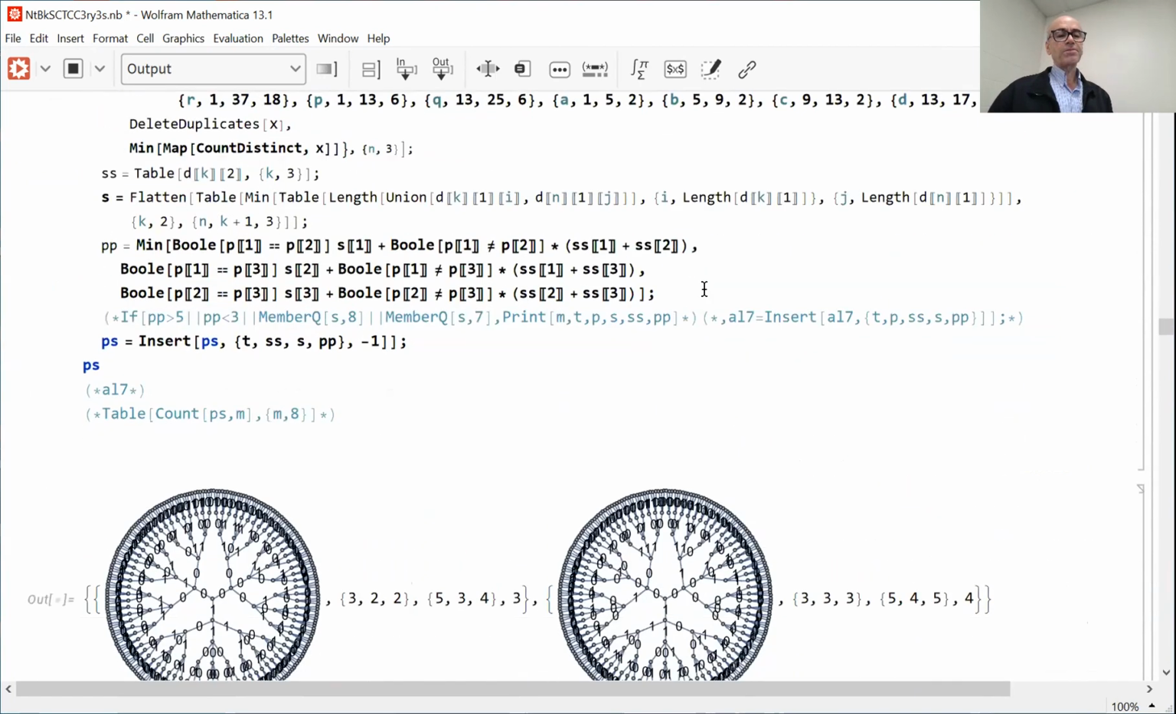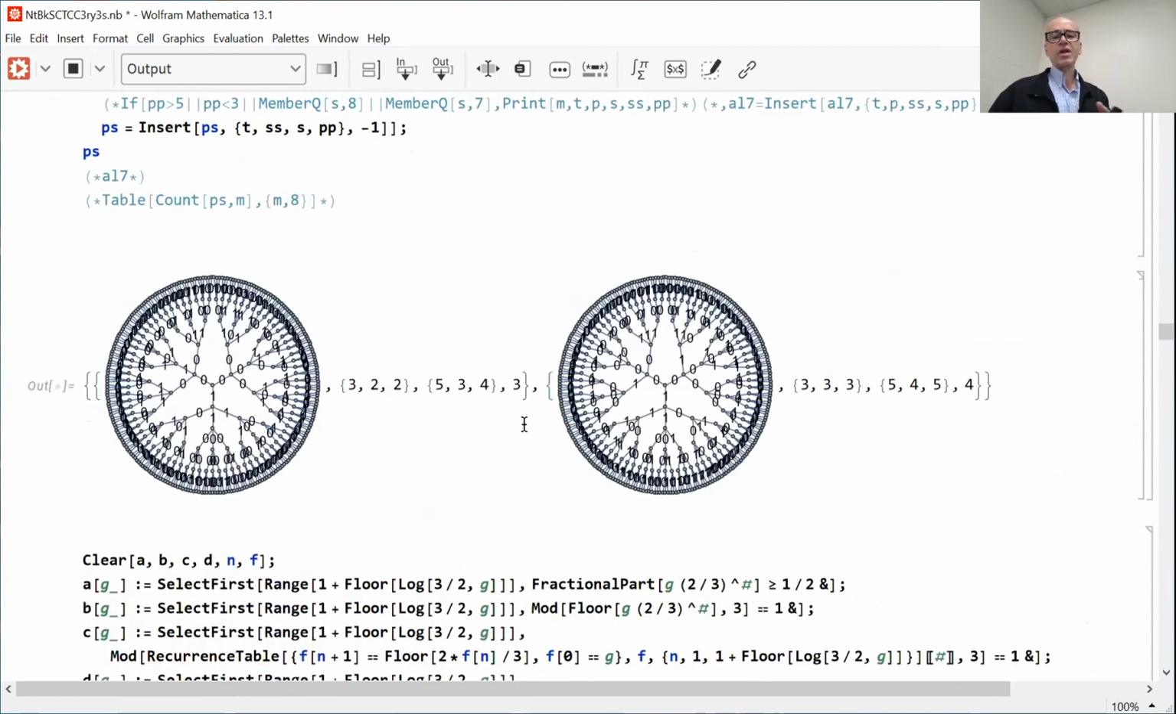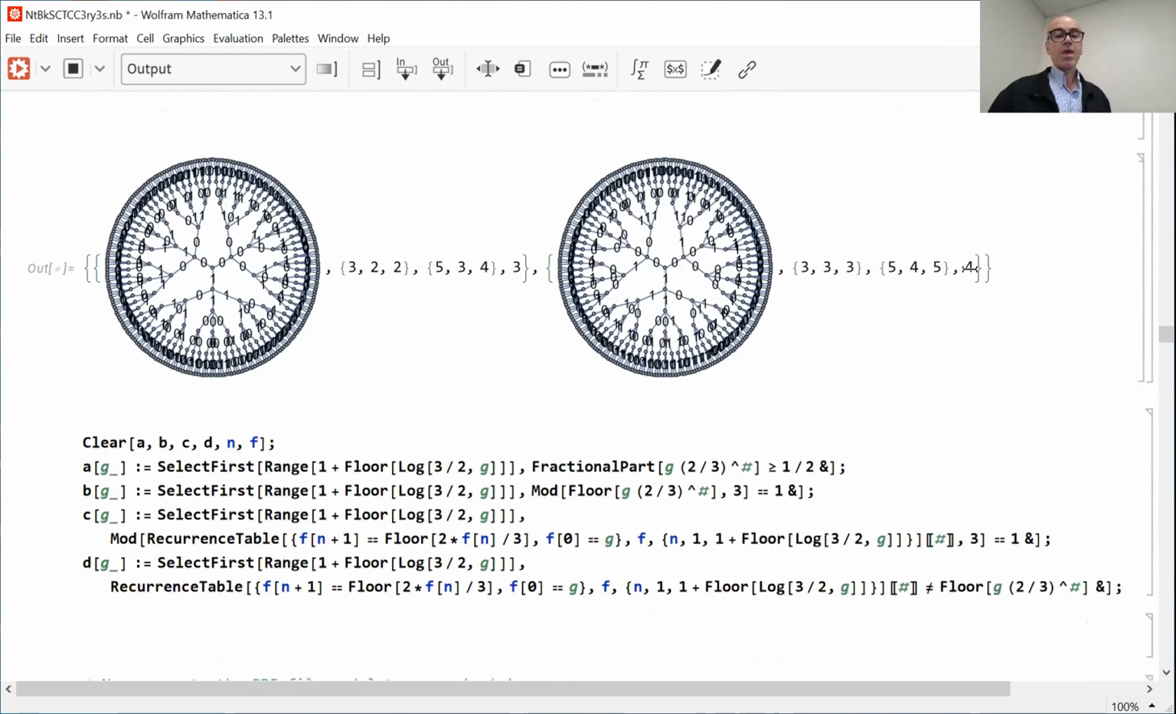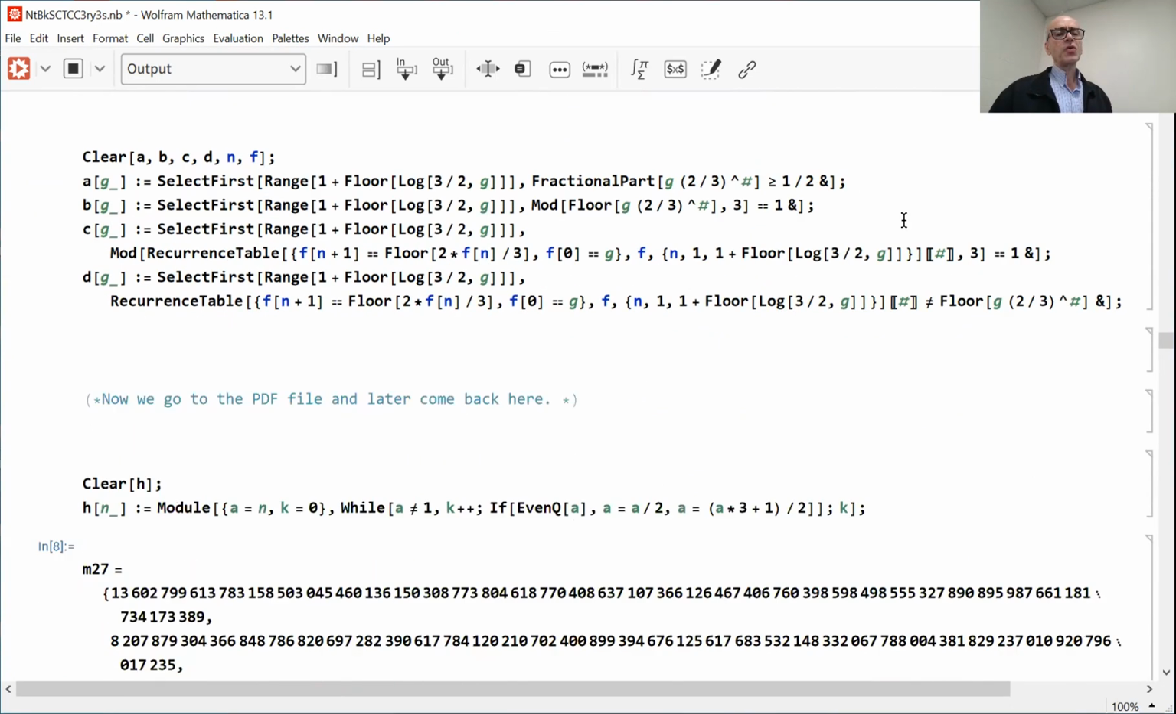So this is a random generation. I can run it again if I had time, but this is a random generation. I just randomly generated 2 of these, and one of them turned out to have weight 3 and the other one weight 4, right? These are among the 3 that are most frequent: 3, 4, 5.